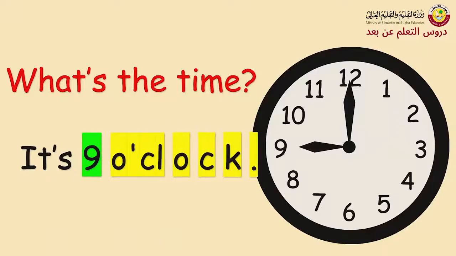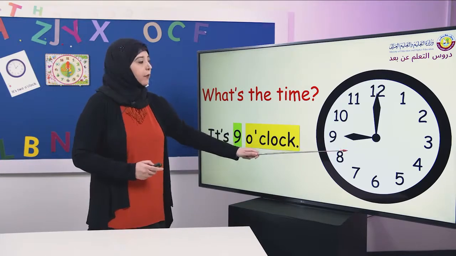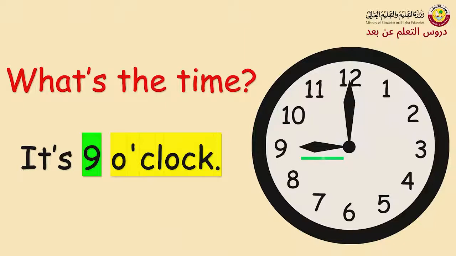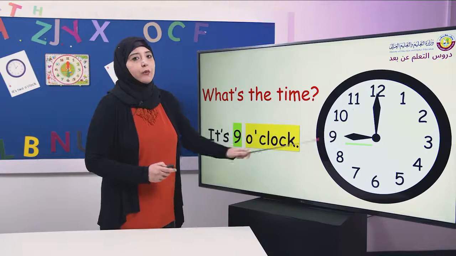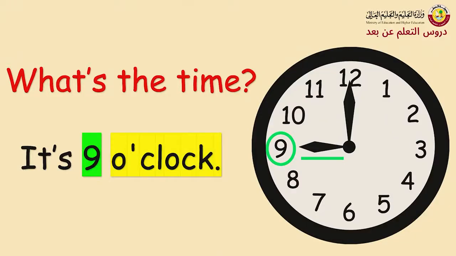It's 9 o'clock. We read the time from the clock. We begin to read the time from the short hand. This is the short hand. The long hand is fixed. We will not move it. So it's 9 o'clock. This is 9 o'clock.